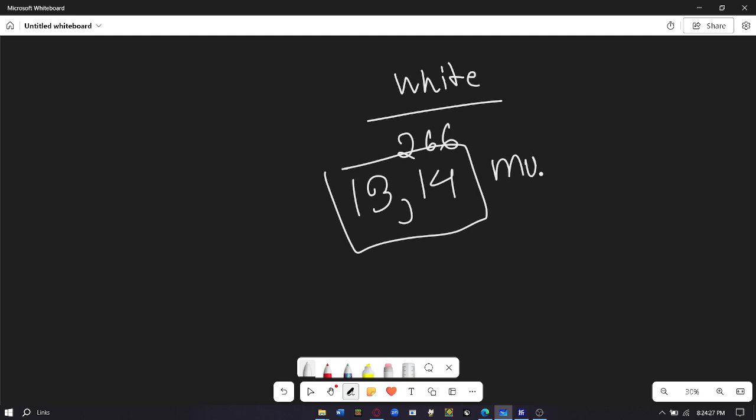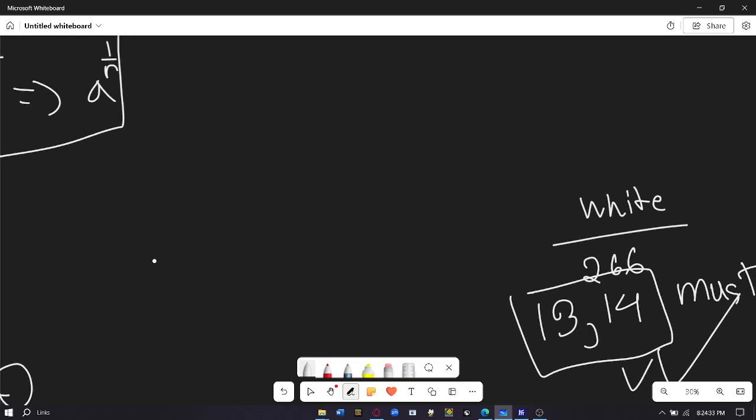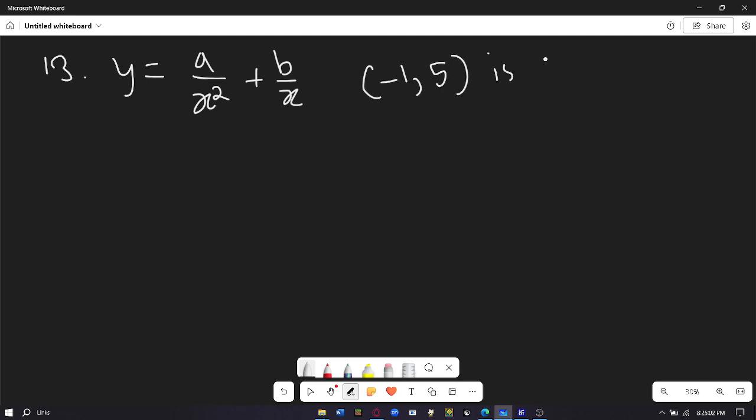It's a must. You must do these. You at least do these two. So, yeah, let's solve them. Let's start with number 13. Number 13 says, the gradient of the curve y equals a by x squared plus b by x at the point (minus 1, 5) is 4. So, find the values of a and b.